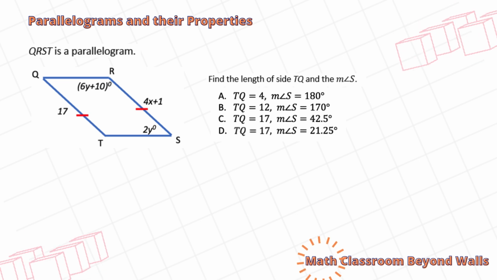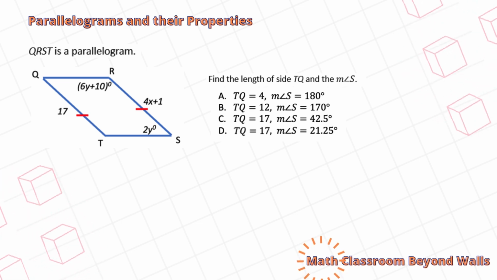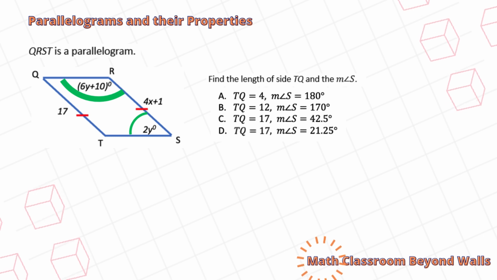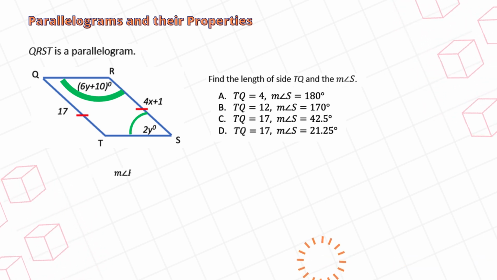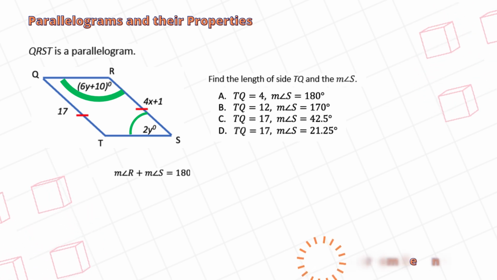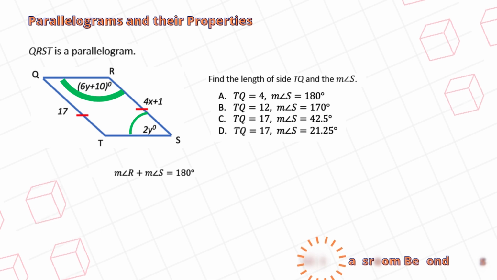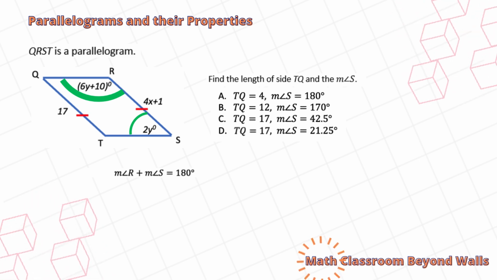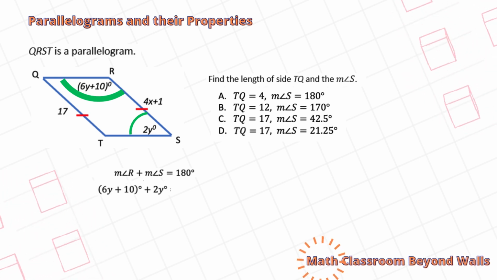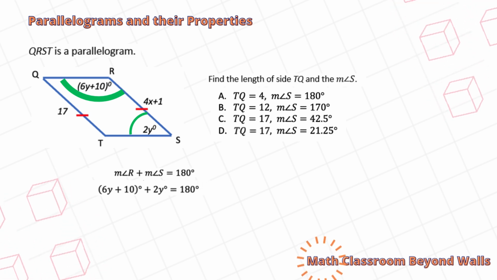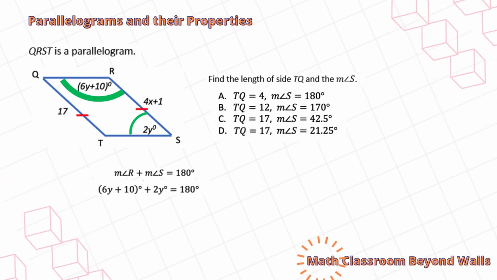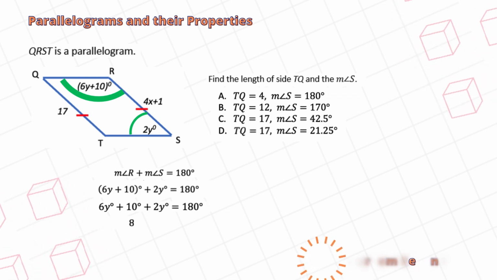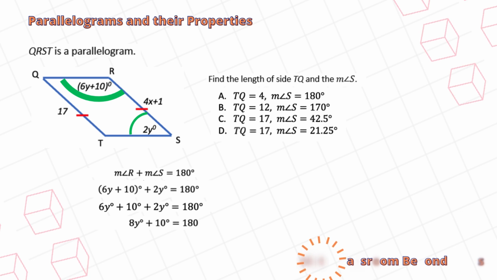Remember that in a parallelogram, the consecutive angles, which are angle R and angle S in our figure, are supplementary. That is, the measure of angle R plus the measure of angle S is equal to 180 degrees. We substitute the expressions for angle R and angle S into our equation. We now have 6y plus 10 plus 2y equals 180 degrees. Okay, so we combine like terms. This gives us 8y plus 10 equals 180 degrees.